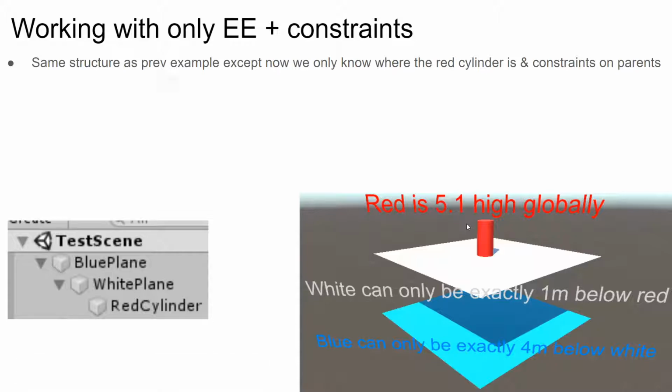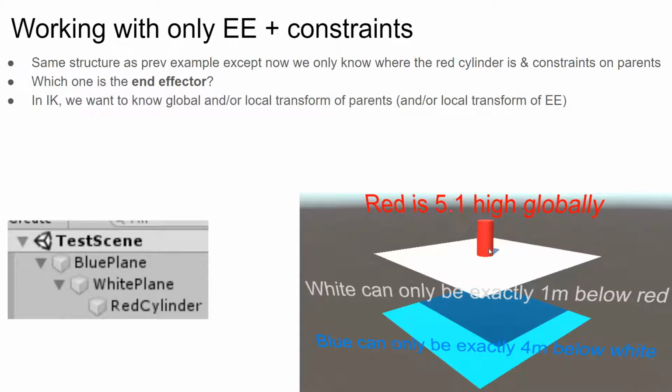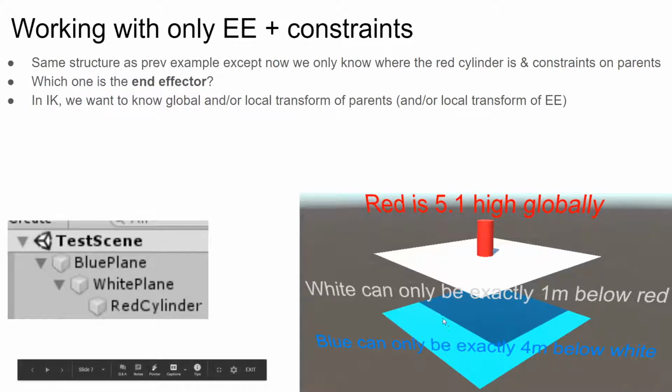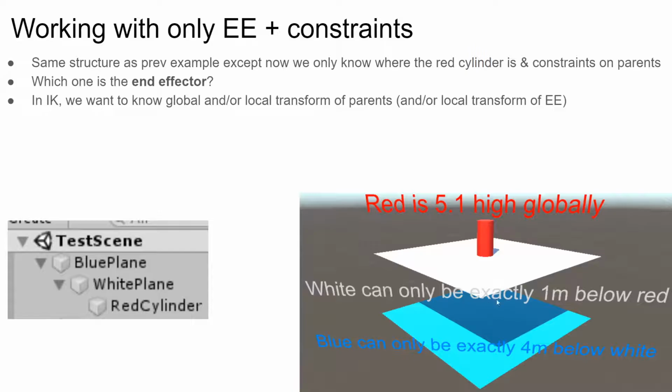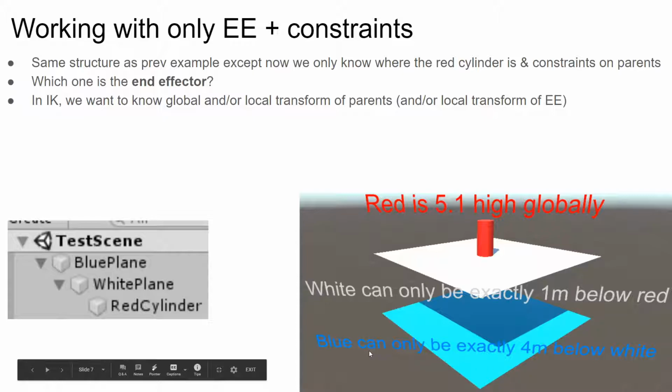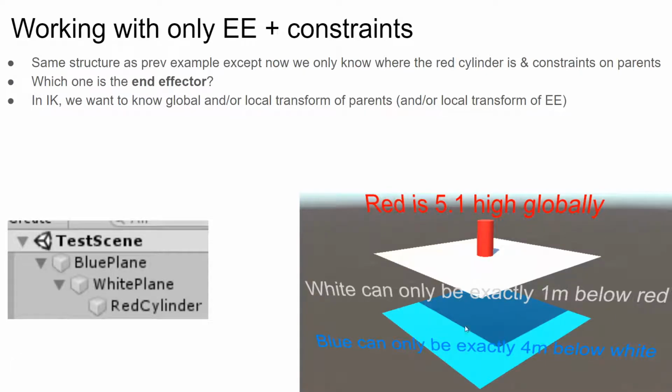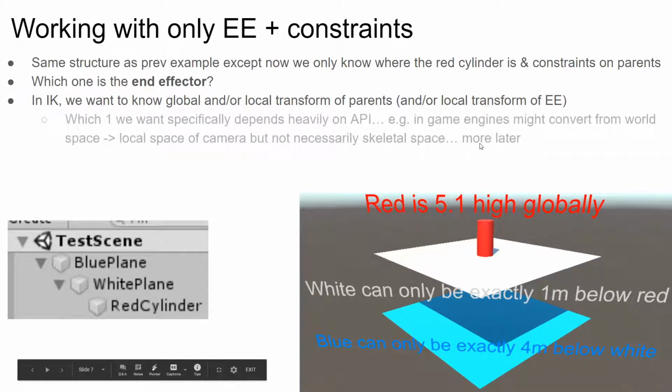Except in this case, we know where the red cylinder is globally, and we know how far the white and blue planes can be from it. And so from there, we can go backwards and say, okay, so white can only be 1 meter below red, therefore white must be 4.1 meters globally. Blue can be 4 meters below white, therefore blue can be at 0.1 meters. And then you can go back and figure out the local transforms given this parenting structure. That's essentially what IK is. You're just going in reverse, or the inverse, or whatever.